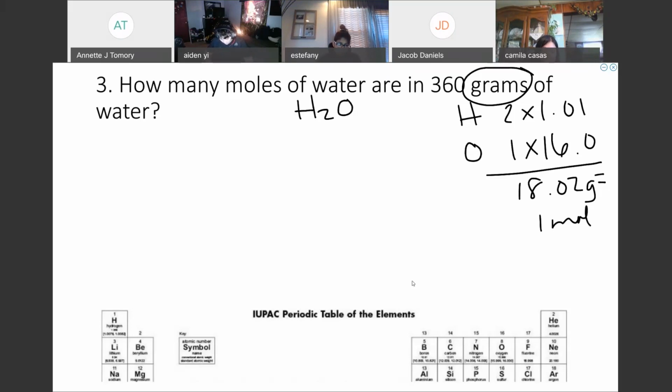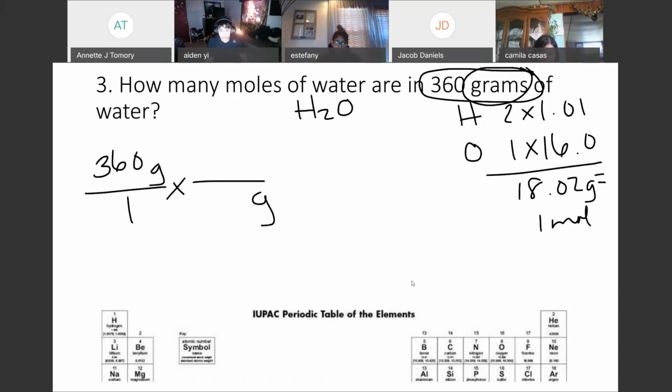Thumbs up if you got 18.02 grams per mole. Awesome. The number that's actually in the question is 360 grams. Tell me what I'm going to put that over. One is very good. I have grams on top. What do I put on the bottom of the next one? Grams. What number goes with grams in this problem? Look at your molar mass. 18 goes on the bottom, because whatever's on top has to be on bottom. Since grams are on top, the grams have to be on bottom.